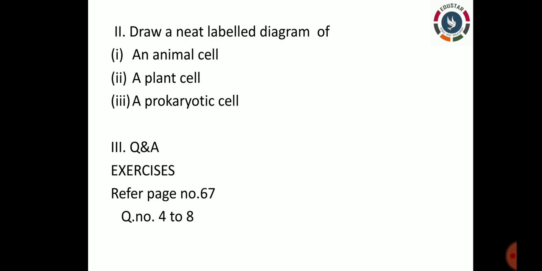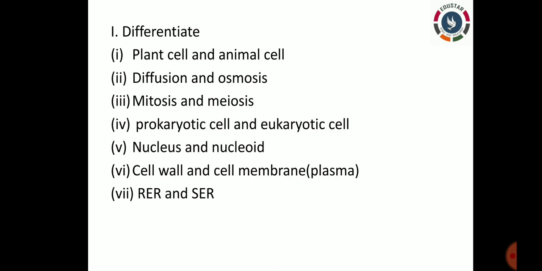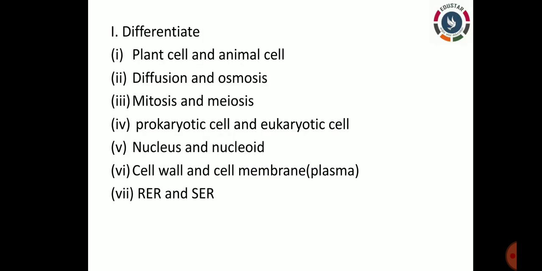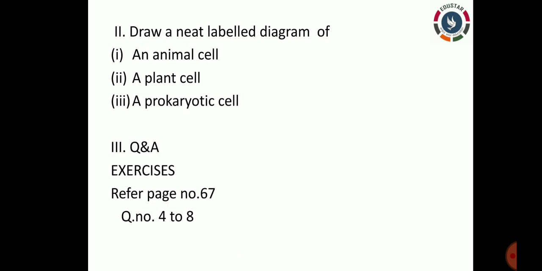Okay, so what are the things you have to write in the biological science part for the lesson fundamental unit of life? You have to write the first Roman letter, which is differentiation for these all 7. Write down any 3 differentiations, and draw the diagrams of the 3 which are given: an animal cell, plant cell and prokaryotic cell. Label the parts properly. And the third Roman letter is question answers. So refer to page number 67. In that, question number 4 to 8. Read the questions, find out the answers and write them down.